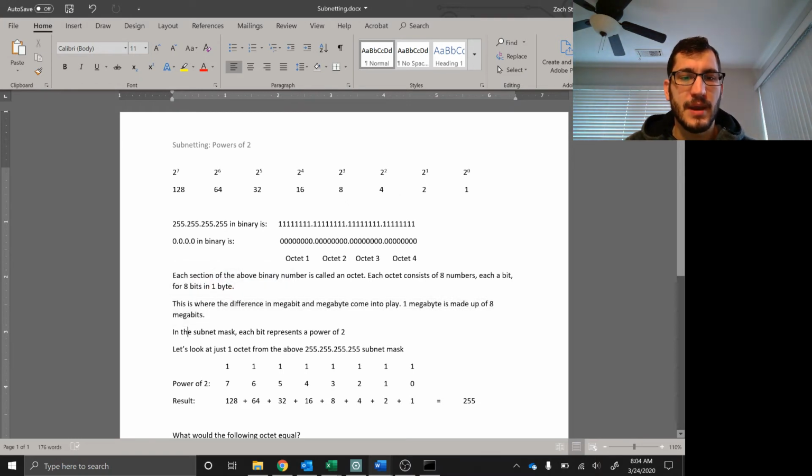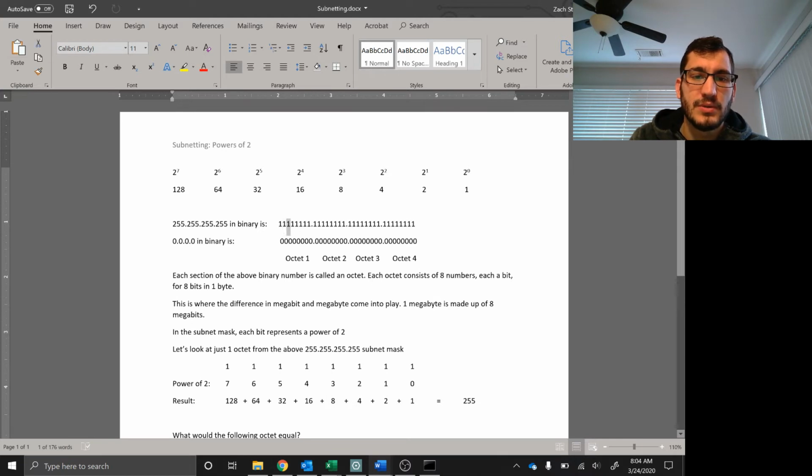So in the subnet mask, each bit represents a power of 2. Let's take a look at 1 octet from above in the 255 subnet mask. This is it broken down. Notice it's all 8 ones. The first bit is representative of 2 to the power of 7. The second one is 2 to the power of 6.